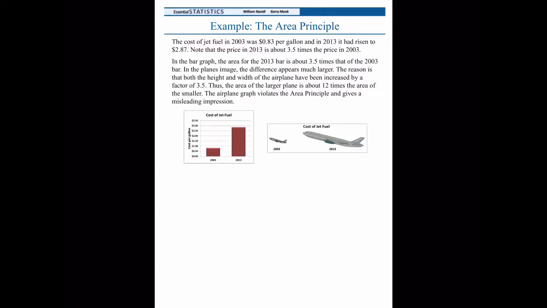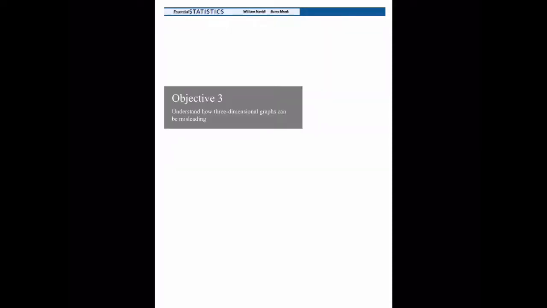So by doing that, by scaling it in both axes, we've actually distorted what we've tried to show by quite a bit. Instead of the jet on the right being 3.5 times as large, it is 12 times as large. So you have to be very careful when you do stuff like this, because these are common mistakes that happen a lot. The final thing is how three-dimensional graphs can be misleading.